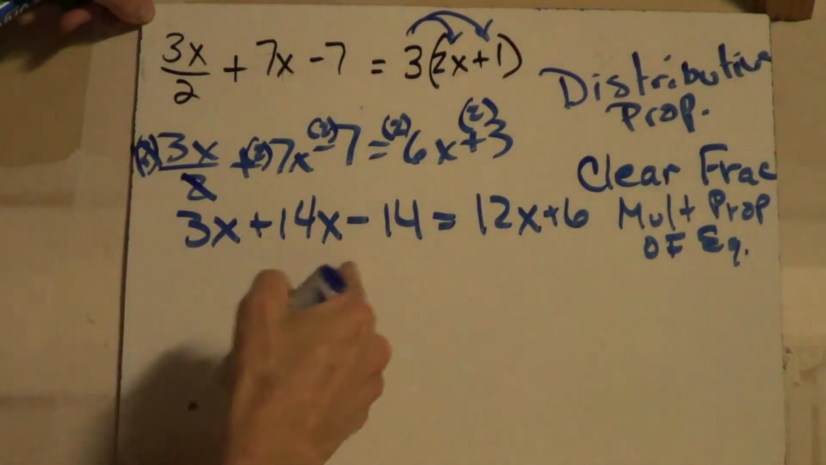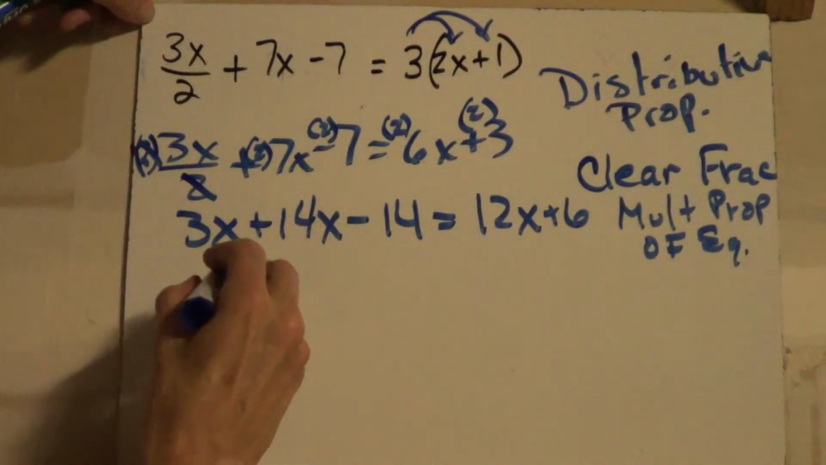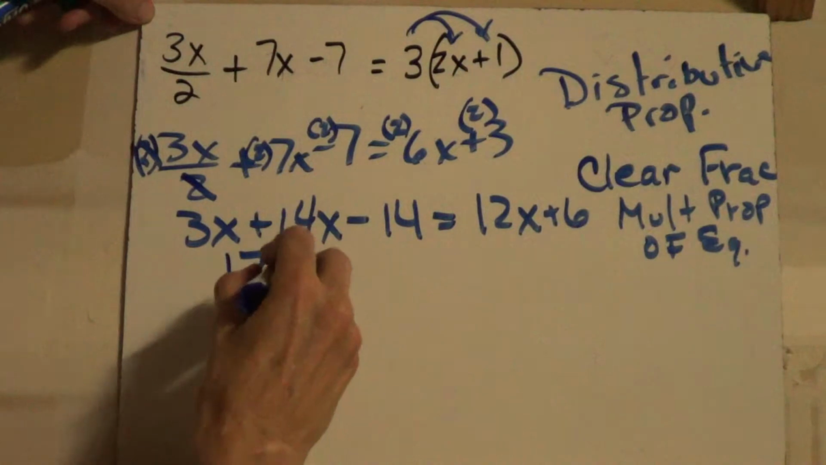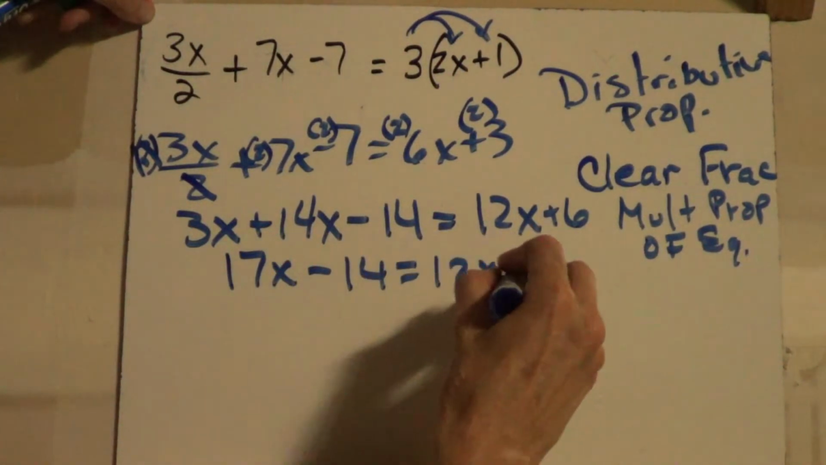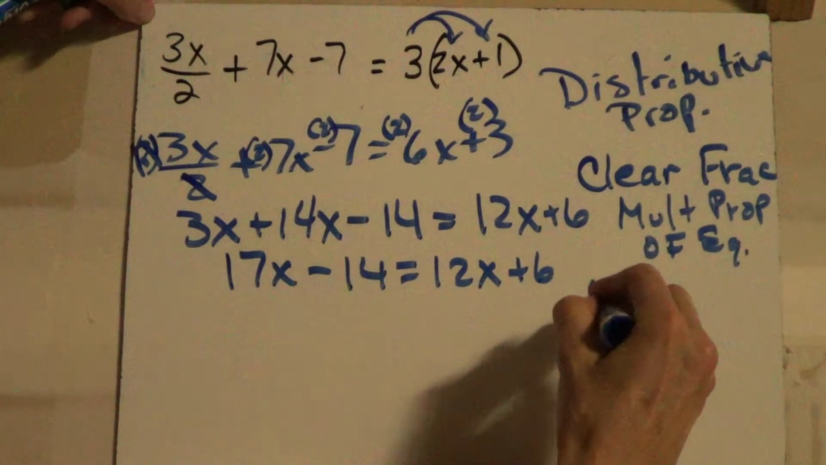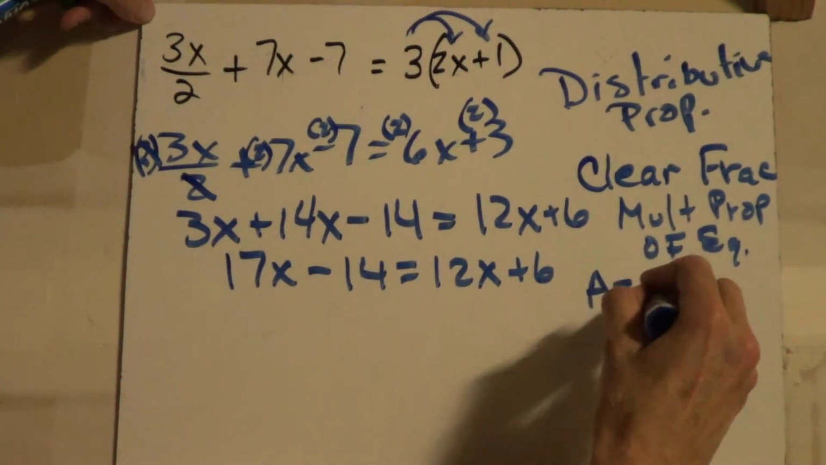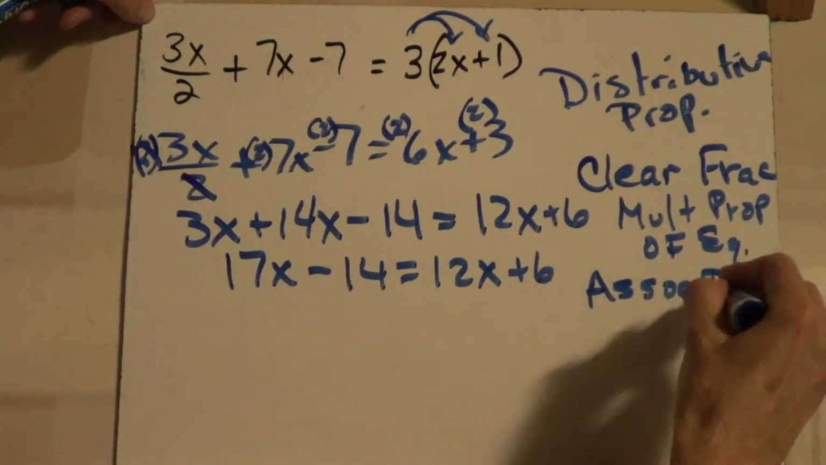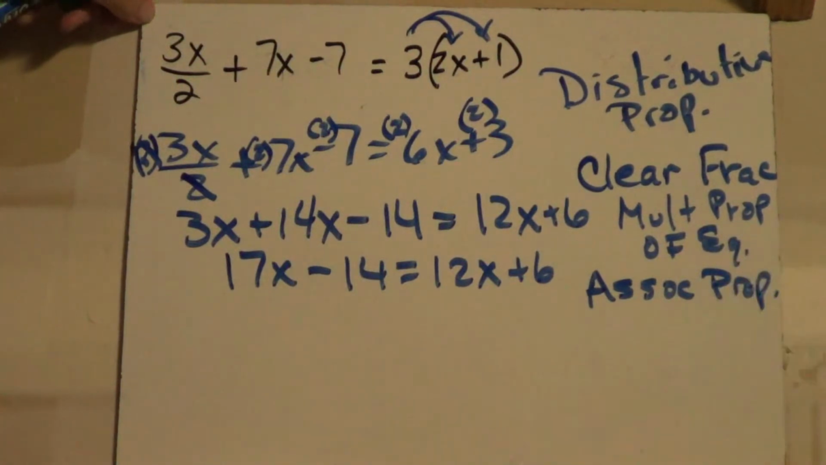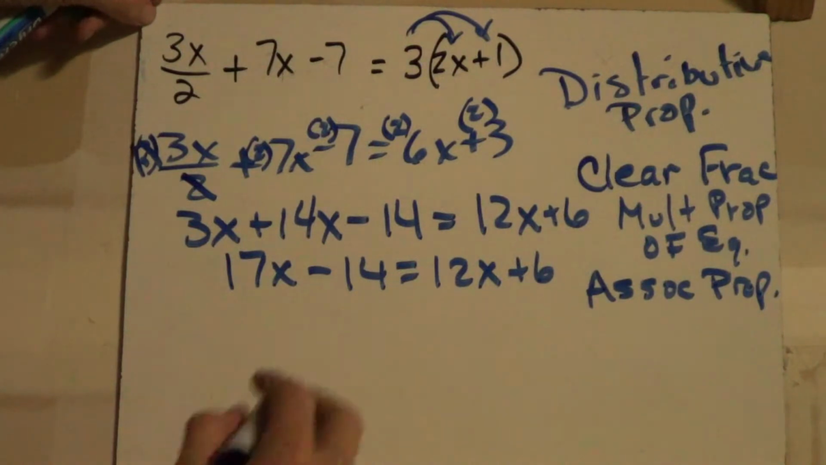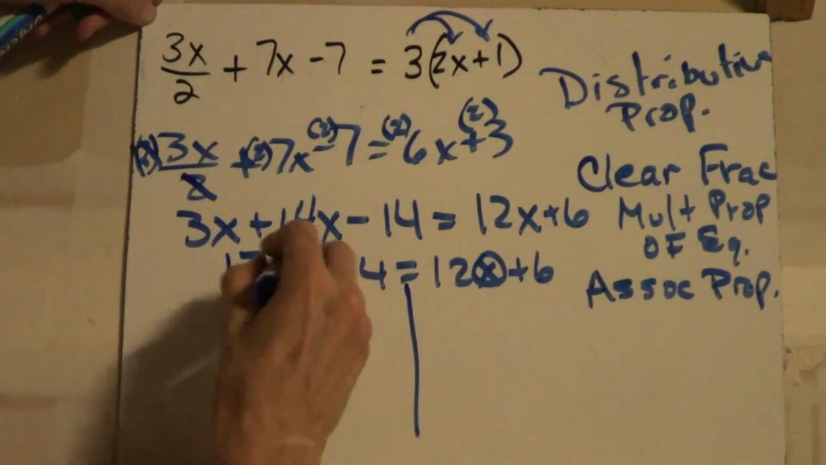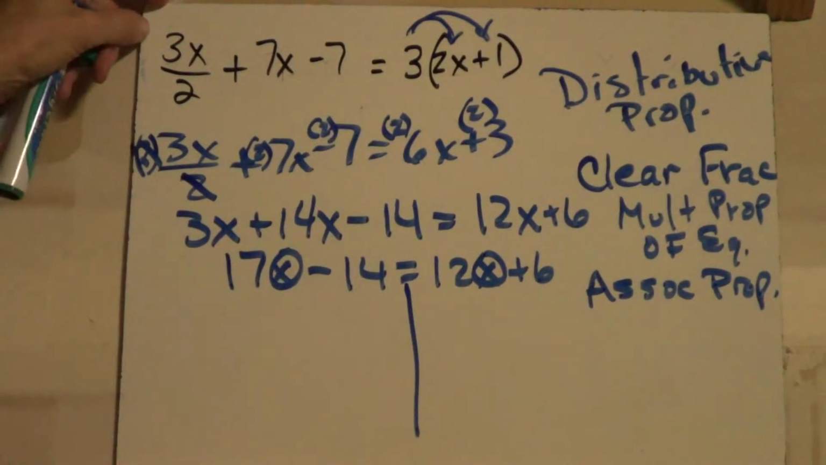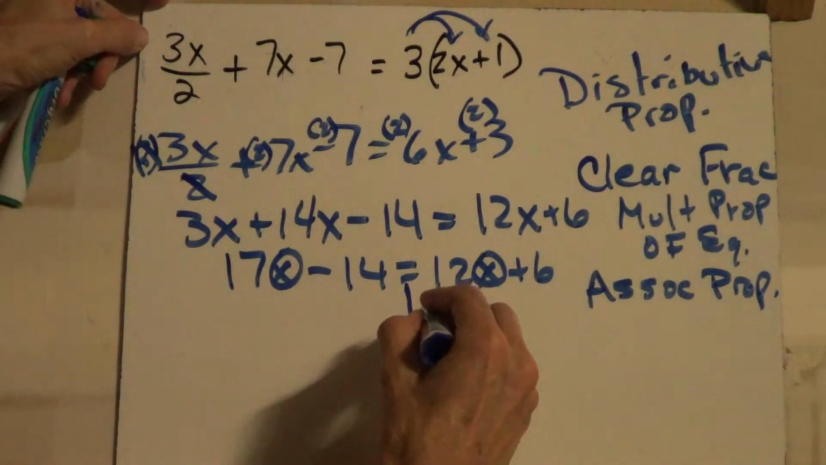Now we can combine our like terms. So that would be 17x minus 14 equals 12x plus 6. That would be the associative property. Since we didn't do it across the equality sign, we don't have of equality. Now, the best thing to do next, draw your line and get your creepy dudes all in one spot. You don't want them hopping off and running away. You want to know if they're nice or not.